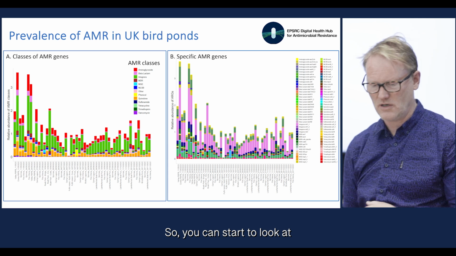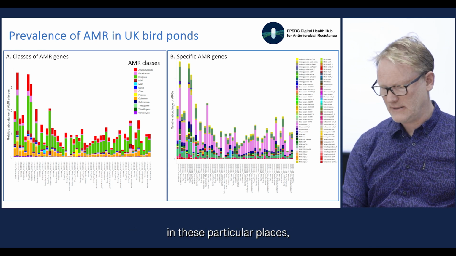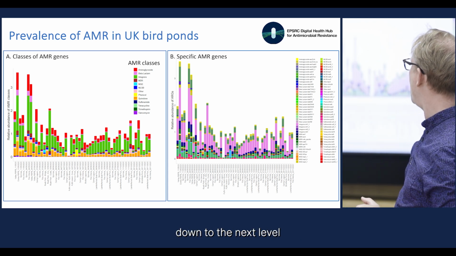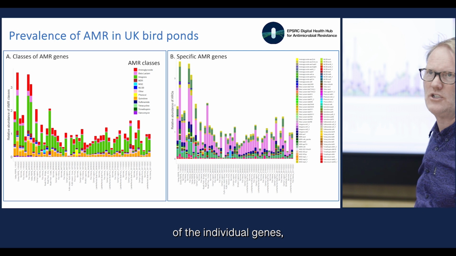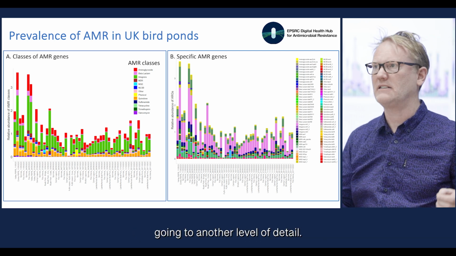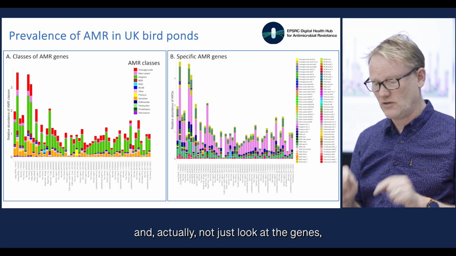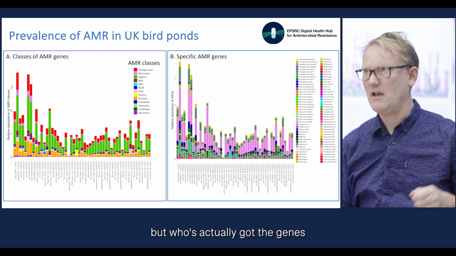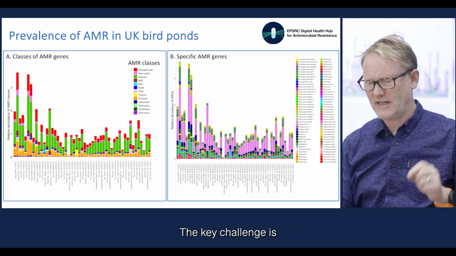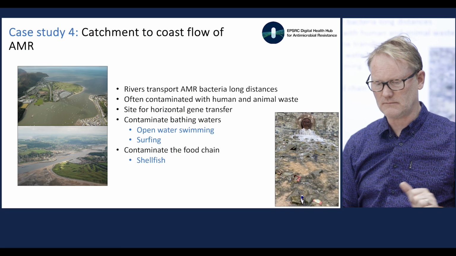So you can start to look at the potential causes of why this is arising in these particular places, and also the types of genes that are there. And so you can then drill down to the next level and have a look at all of the individual genes and see what is going on, what's driving that process. So again, it's going to another level of detail. Again, we can take the same approach and actually not just look at the genes, but who's actually got the genes and which organisms are likely to be transferring. So it's extra levels of detail. The key challenge is how do we then resolve that data to produce something meaningful for decision making.